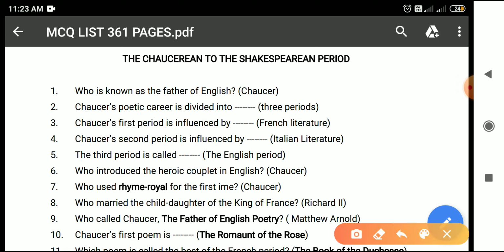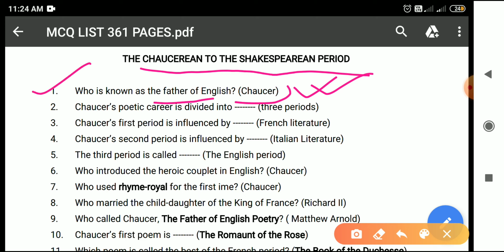So today, what we're going to do is discuss some MCQs from the Chaucerian to the Shakespearean period. These questions are one-liners, so it will be very easy for you to remember all of them. Number one question is, who is known as the father of English literature? We know very well that Chaucer is the father of English literature.